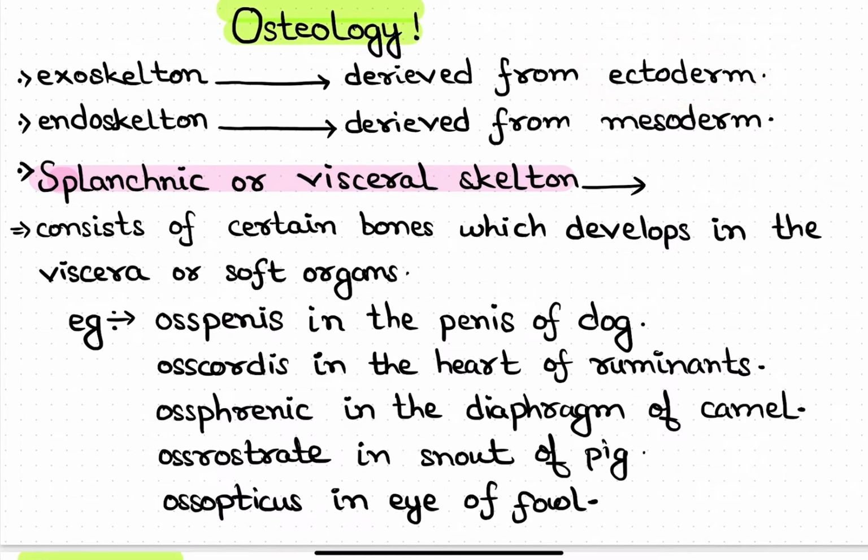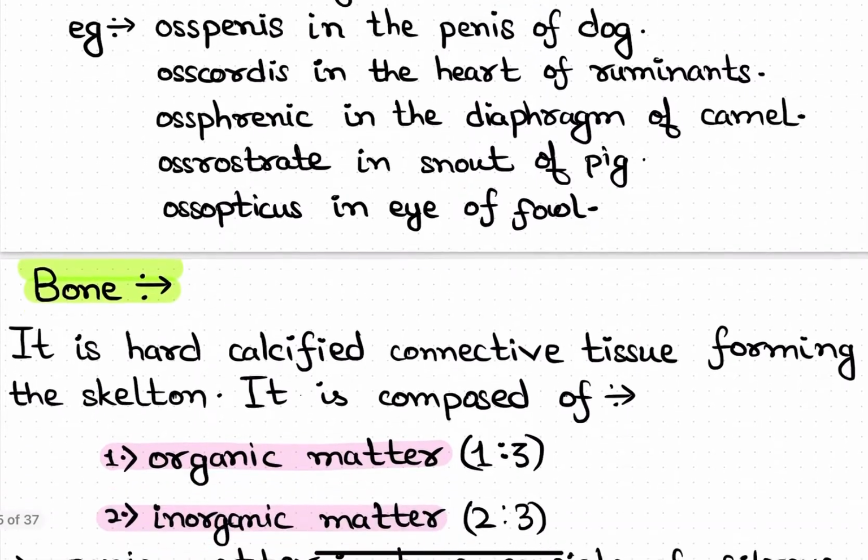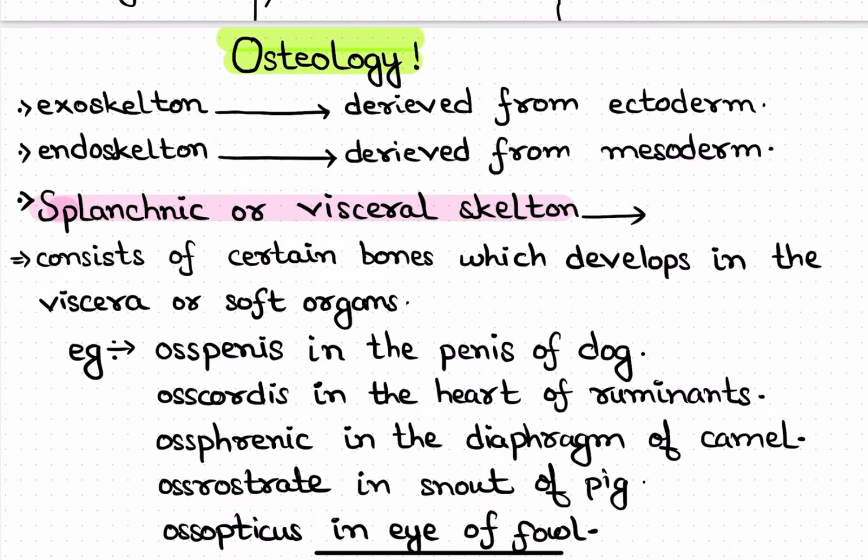Now moving forward to endoskeleton. Endoskeleton is derived from mesoderm. Now the second germinal layer is mesoderm. From that mesoderm, there is formation of endoskeleton. Like you see in dog's penis we find os penis, so it is a type of endoskeleton, we can say. And endoskeleton is derived from mesoderm and exoskeleton is derived from ectoderm. So moving forward, we are going to study a lot of things today, but let's move to this particular portion, splanchnic or visceral skeleton.